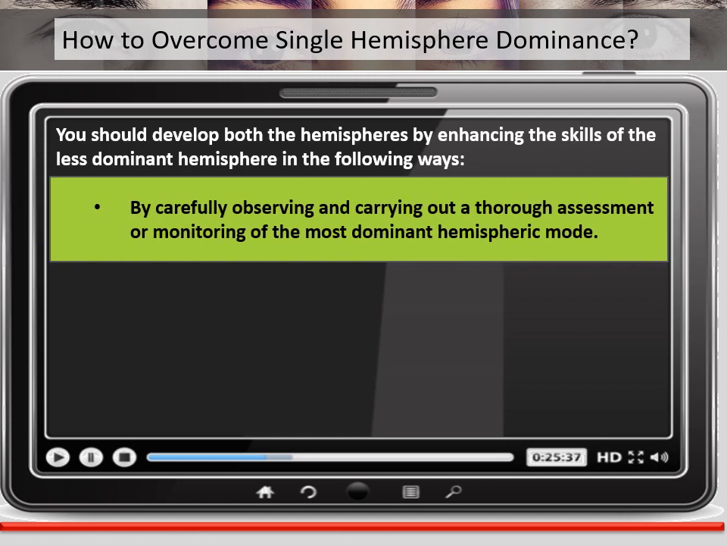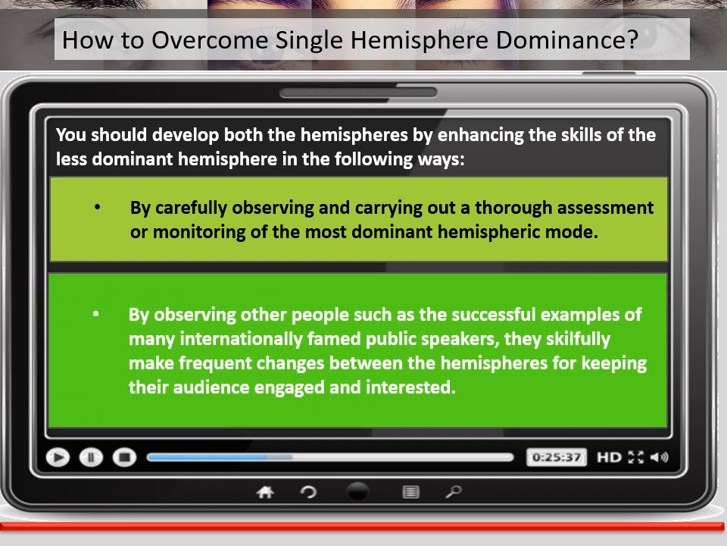Carefully observing and carrying out a thorough assessment or monitoring of the most dominant hemispheric mode. By observing other people, such as the successful examples of many internationally famed public speakers. They skillfully make frequent changes between the hemispheres for keeping their audience engaged and interested.